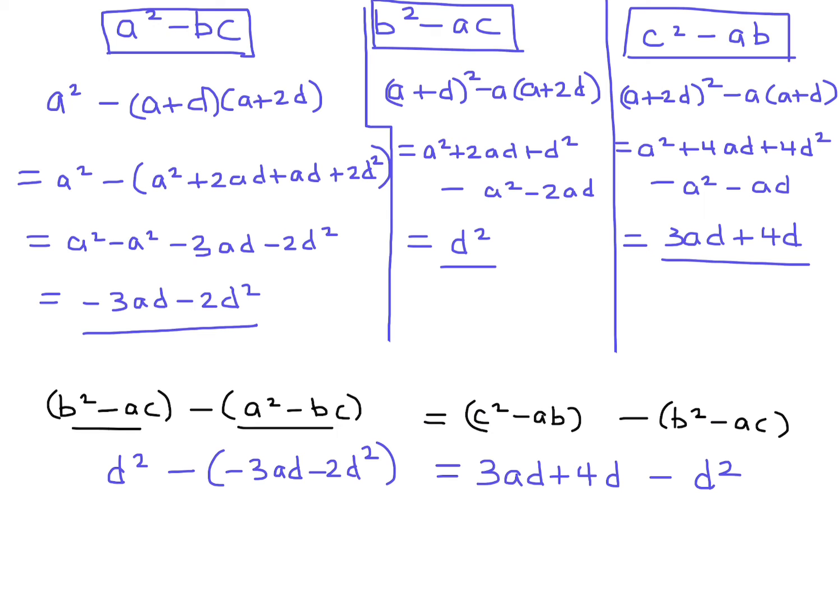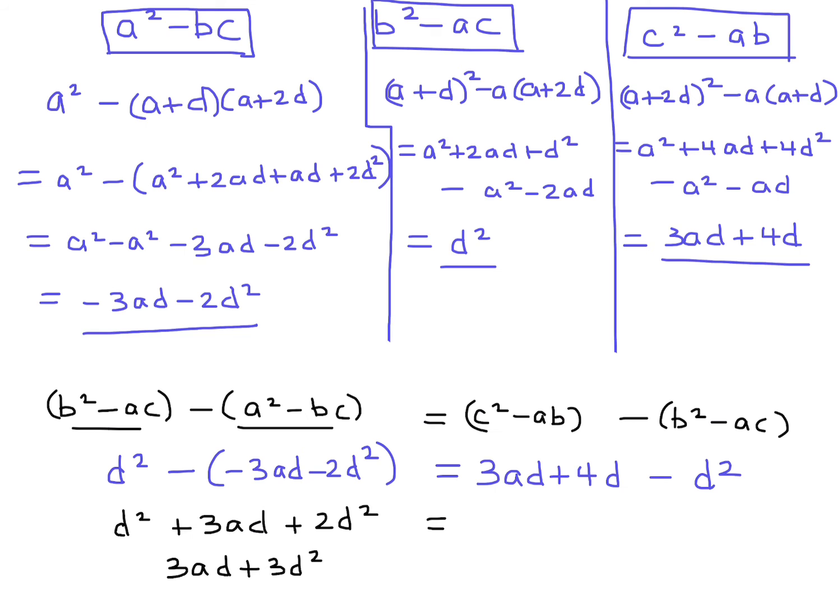So here was our second and first. We have to subtract that. And here's our third and second term. Subtract those. And those should be equal. Well, we figured them out in terms of the a and d substitutions. And this is what we got. So let's figure out the left side first. d squared plus 3ad plus 2d squared. And that just looks like 3ad plus 3d squared.